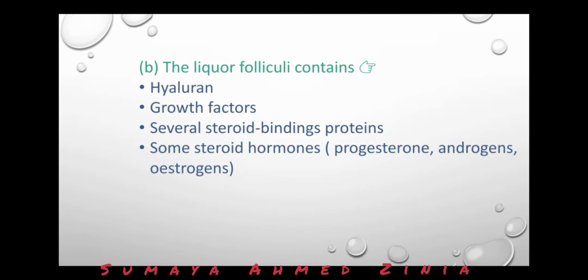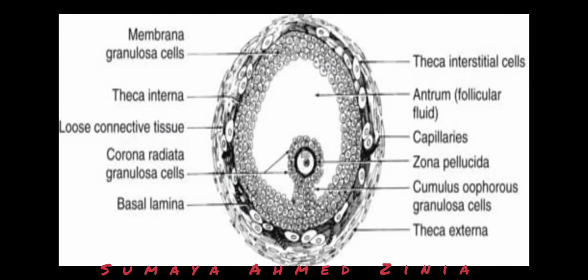The liquor folliculi contains hyaluron, growth factors, several steroid-binding proteins, and some steroid hormones: progesterone, androgen, estrogens secreted by follicular cells. The antrum folliculi separates the follicular cells into an outer layer, the membrana granulosa, and an inner layer, the cumulus ovaricus, which surrounds the oocyte outside the zona pellucida. Both layers are continuous at one pole of the secondary follicle. The follicle is now about 200 micrometer in diameter.